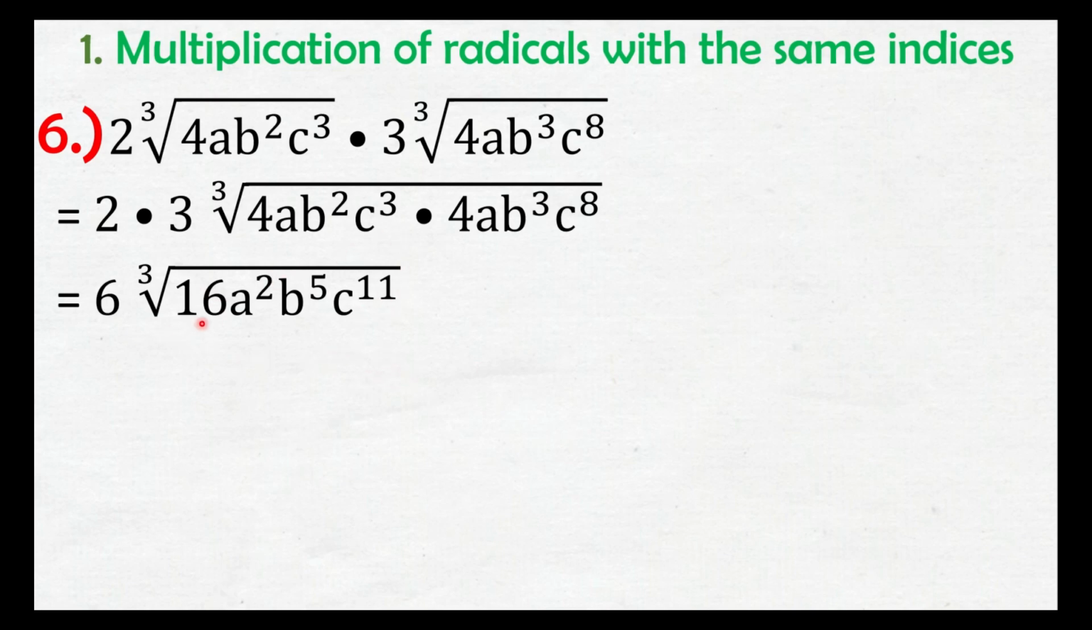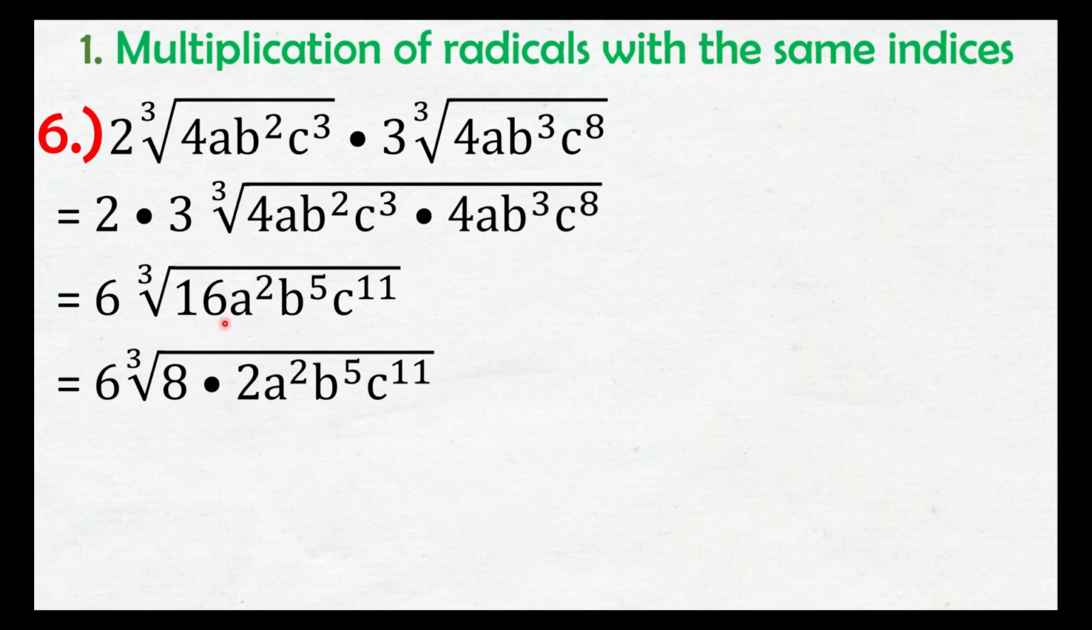And then, i-factor ko 16 as 8 times 2. Kasi 16, di ba, hindi naman siya perfect cube. Pero meron siyang factor na perfect cube, which is 8. So, 8 times 2, that is 16. Si 8 yan mamaya, malalabas natin. And makikita natin dito na may mga exponent dun yung mga variables natin na greater than 3. So, malalabas din natin itong b raised to 5 at c raised to 11. And then, si a square, magre-remain lang siya sa loob ng radical sign.